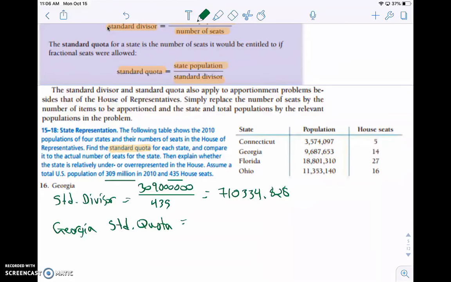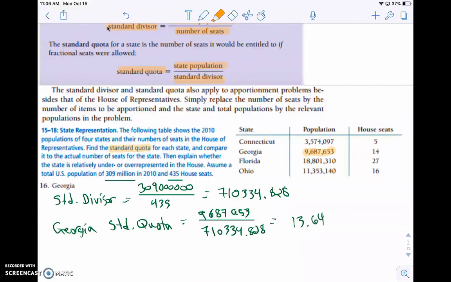Okay, we're going to take Georgia's population, which is right here in our table, 9.6-ish million. 9,687,653. That was their population of the state. And then we divide it by the Standard Divisor, which is 710,334. I'm going to use some decimals here just to make sure we're accurate in the end. And when I divide that out, I get 13.64. So their apportionment should be 13.64.